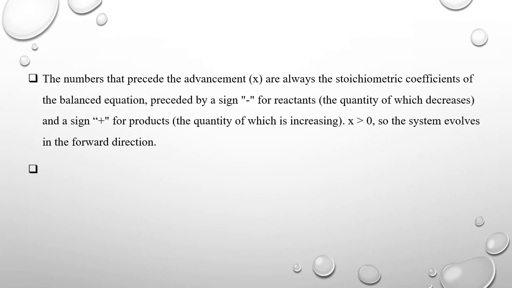The numbers that precede the advancement X are always the stoichiometric coefficients of the balanced equation, and the equation must be balanced in advance, preceded by a negative sign for reactants to indicate a decrease, and a plus sign for products to indicate an increase. X is greater than 0, so the system evolves in the forward direction.